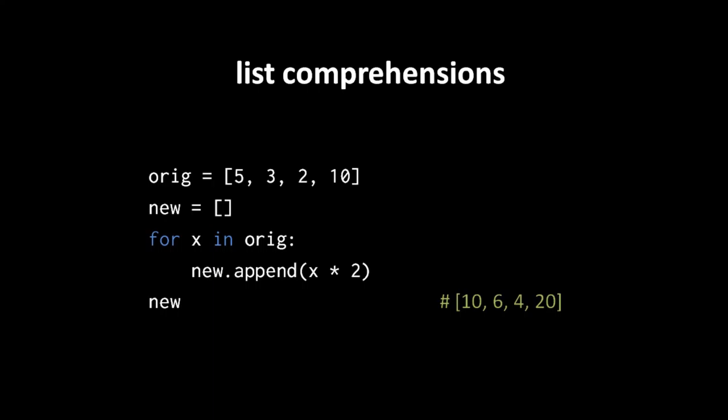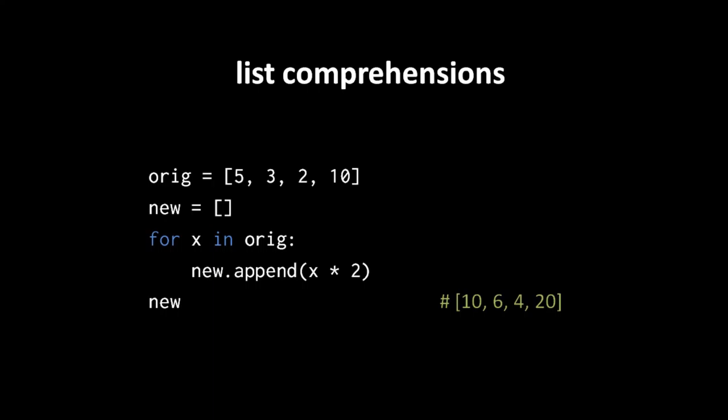Well, assuming we don't want to actually modify the existing list, the way we do this is create a new list, starting out as an empty list. Then we would iterate using a for-in loop. We'd iterate through all the items in the original list, and in each iteration we would append to the new list that value times 2, and we would end up with a list that reads 10, 6, 4, 20.